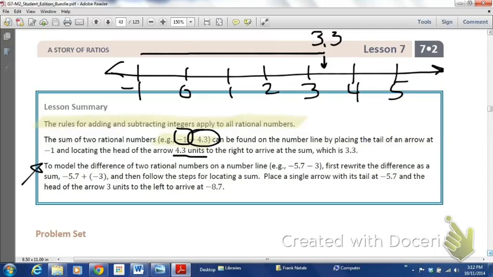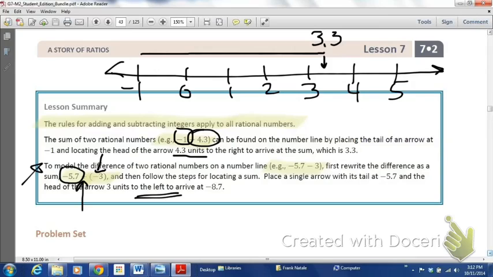Okay. All right, so this last point right here, to model the difference of two rational numbers on a number line. For example, these two they give you here. First, rewrite the difference as a sum. So -5.7 plus -3. Okay, again, really important, because this is what we do most of the time. We talked about this before. And then follow the steps for locating the sum. Place a single arrow with its tail at -5.7. Okay, and then the head of the arrow 3 units to the left, because it is negative in nature, to arrive at -8.7.